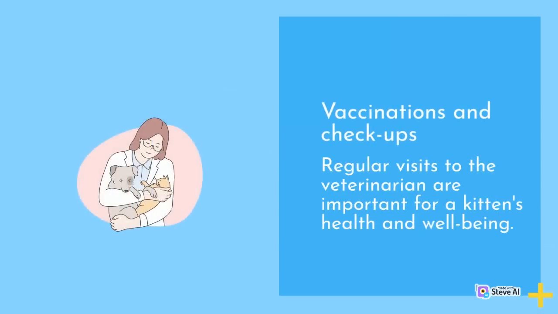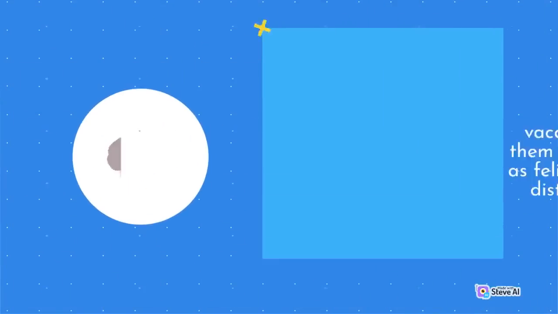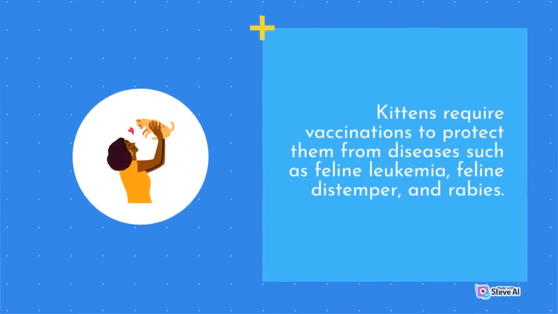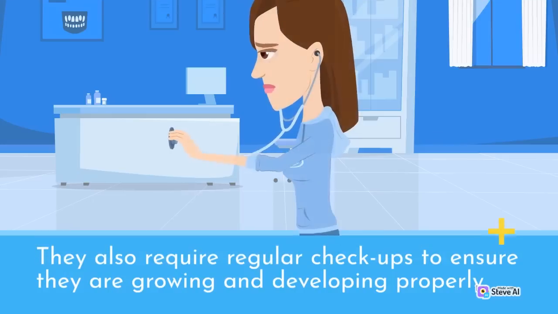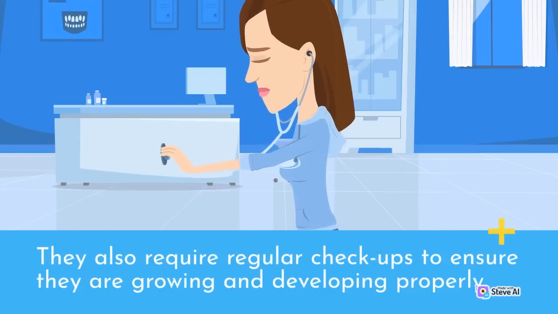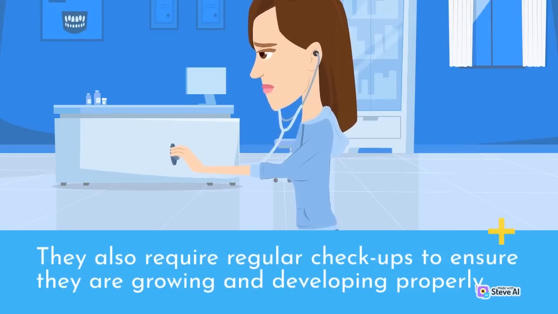Vaccinations and checkups. Regular visits to the veterinarian are important for a kitten's health and well-being. Kittens require vaccinations to protect them from diseases such as feline leukemia, feline distemper, and rabies. They also require regular checkups to ensure they are growing and developing properly.